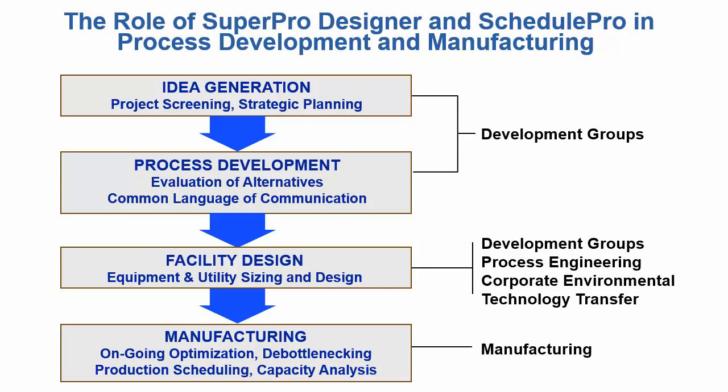SuperPro Designer and SchedulePro play a variety of roles throughout the life cycle of product development and commercialization. During the stages of idea generation and process development, SuperPro is used to evaluate and screen alternative technologies and to optimize processes under development. As we move from development to manufacturing, the tools are used to design new facilities, retrofit existing ones, and facilitate tech transfer. Finally, in large-scale manufacturing, they are used for ongoing process optimization, debottlenecking, production planning, and scheduling.